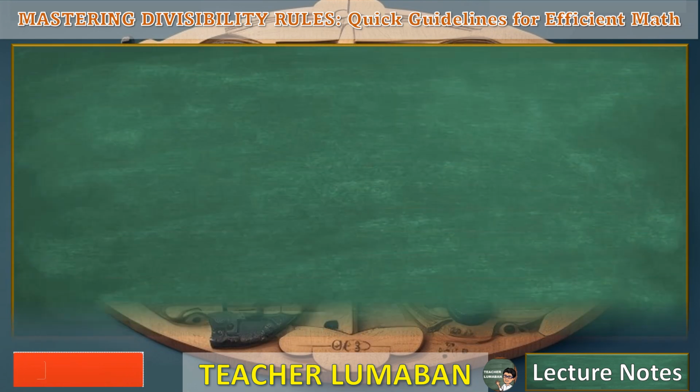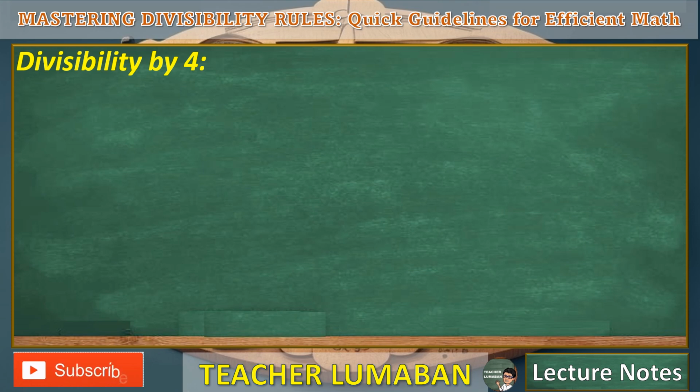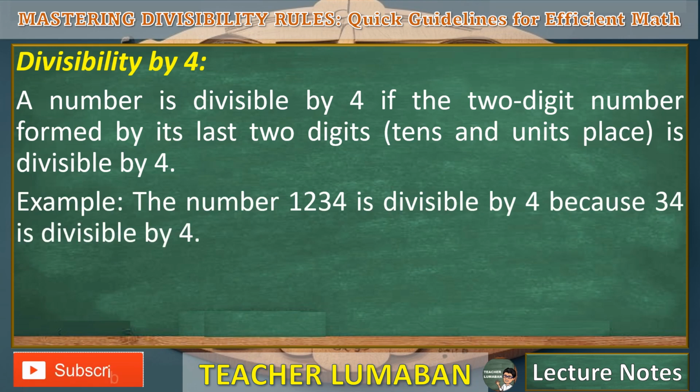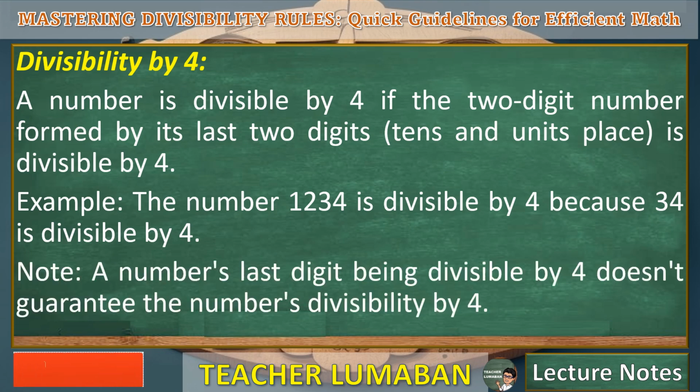Divisibility by 4. A number is divisible by 4 if the two-digit number formed by its last two digits, tens and units place, is divisible by 4. Example, the number 1234 is divisible by 4 because 34 is divisible by 4. Note, a number's last digit being divisible by 4 doesn't guarantee the number's divisibility by 4.